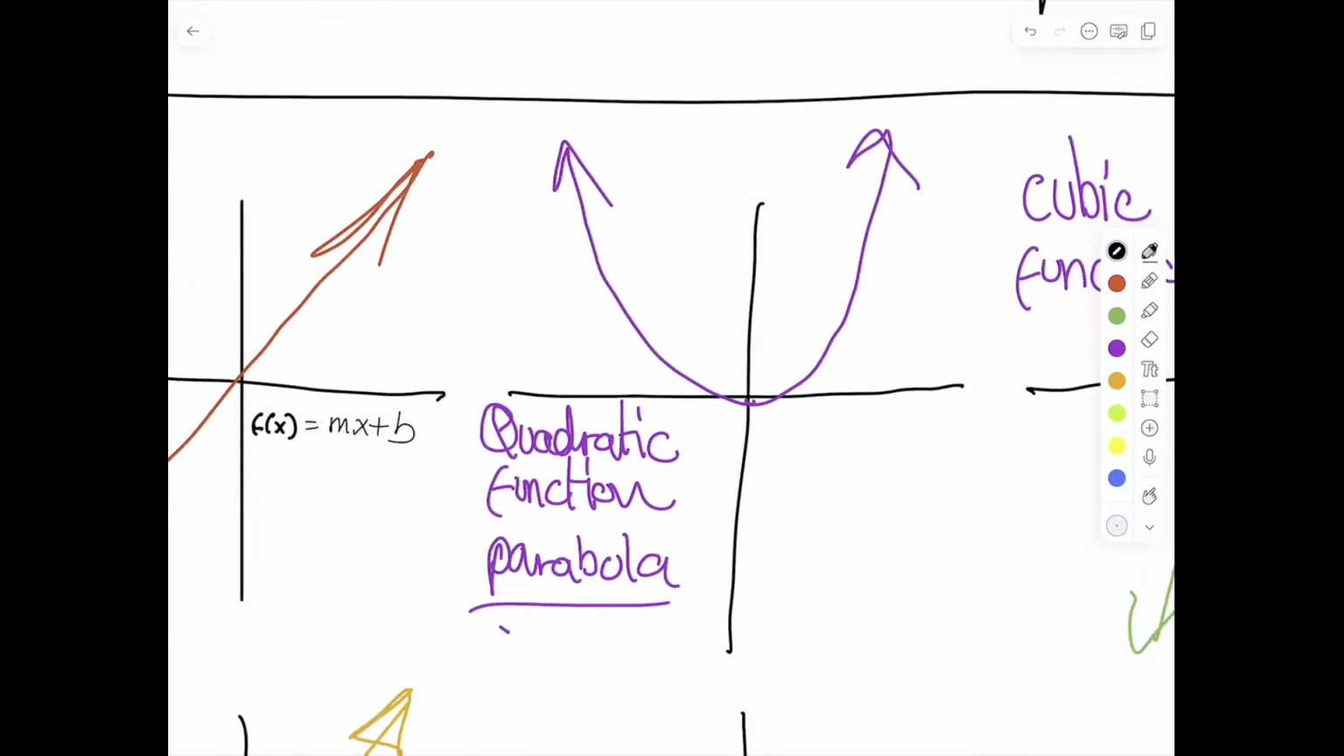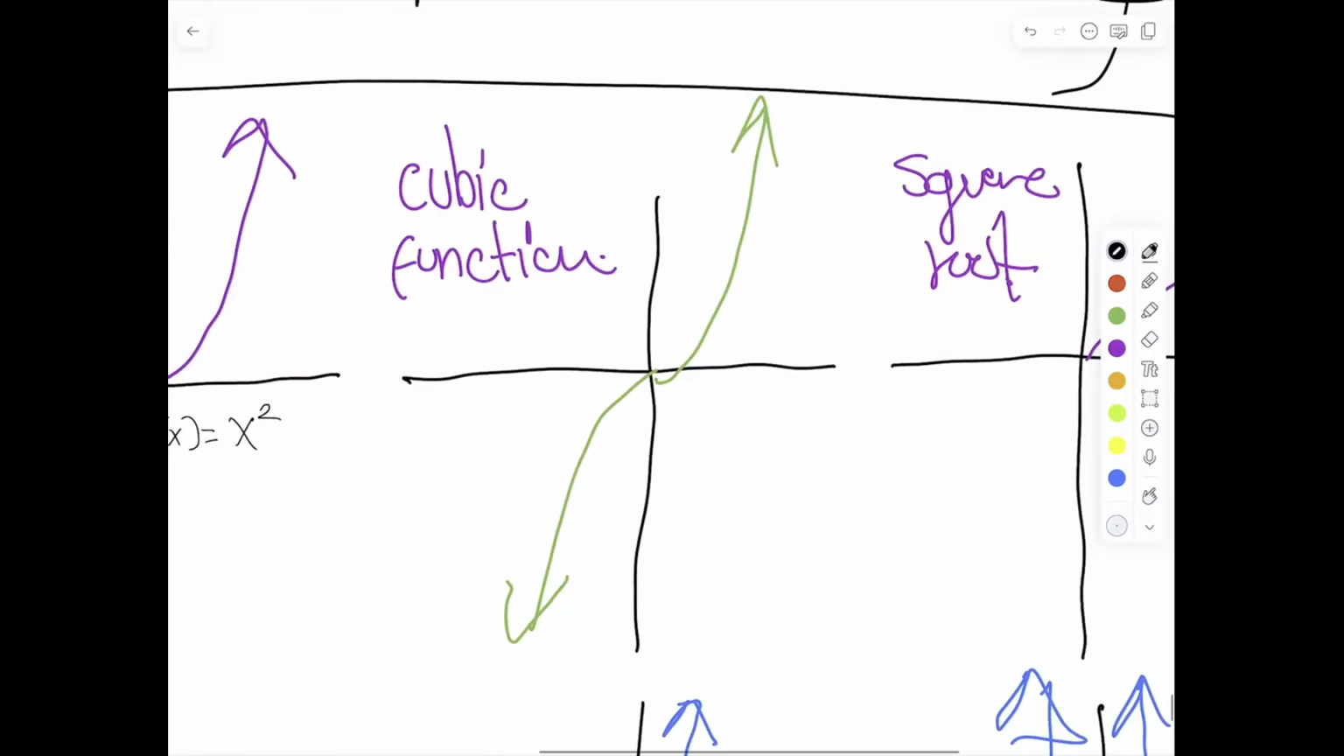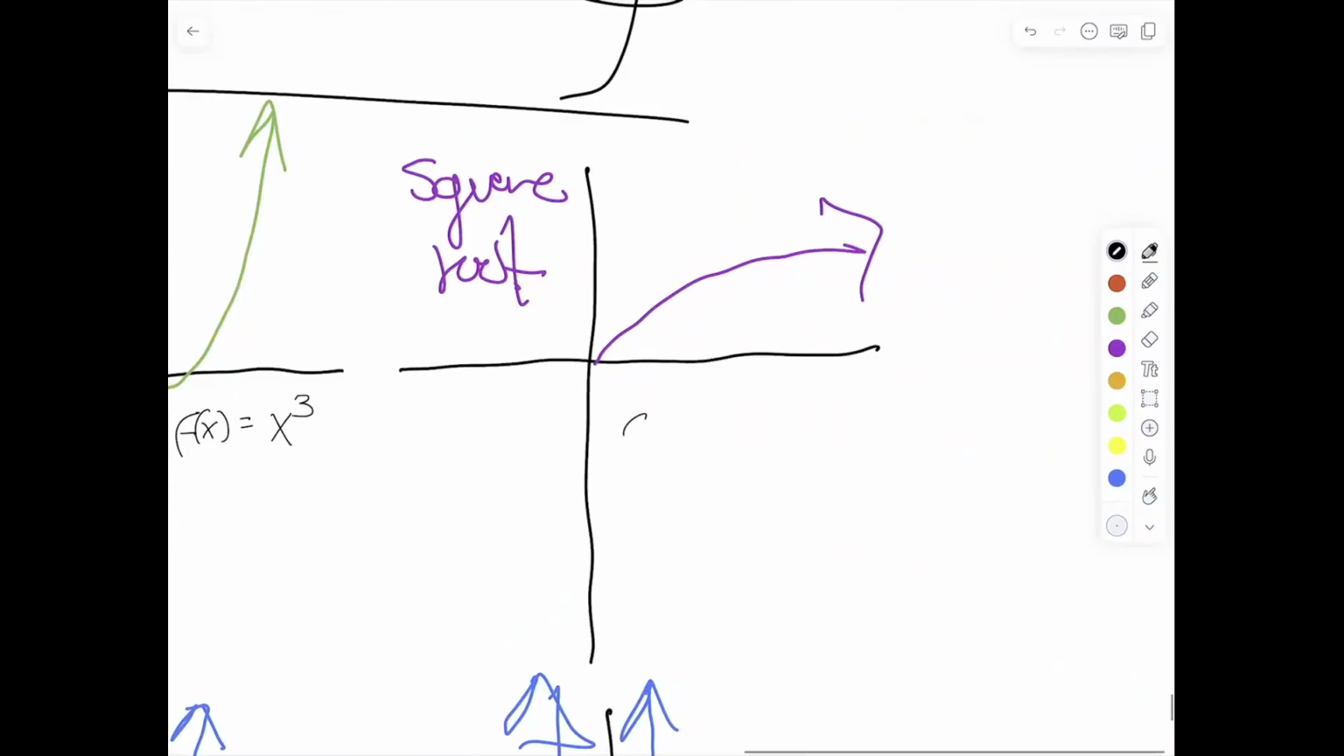What about this one? The quadratic. F of x is equal to x squared. What about the next one? F of x is equal to x to the third. What about the next one? F of x is equal to the square root of x. Have we seen the square root of x before? Have we seen square root of 25? Yes, we have. Next.